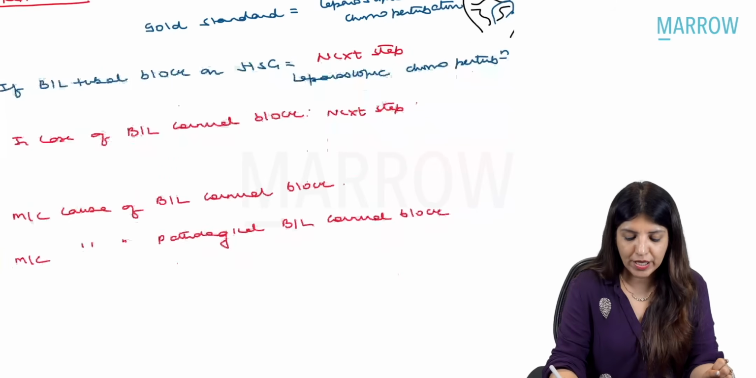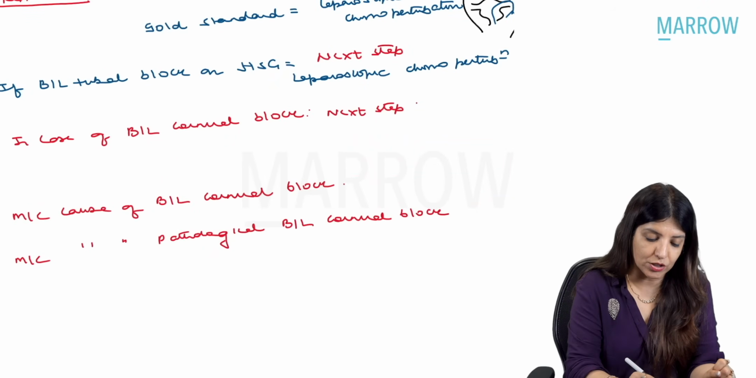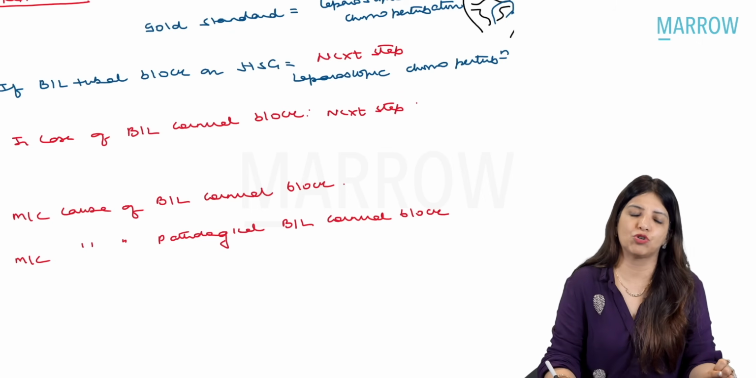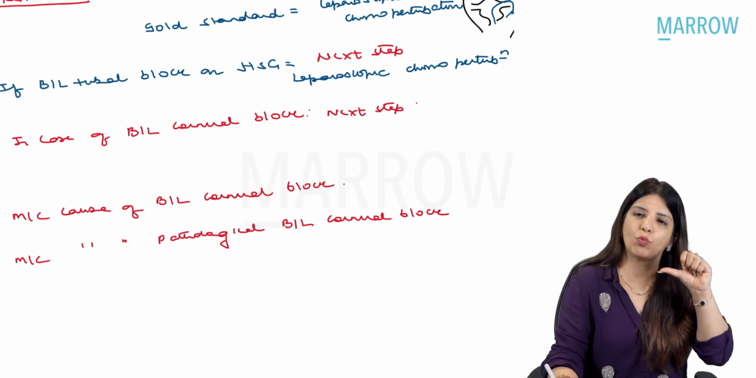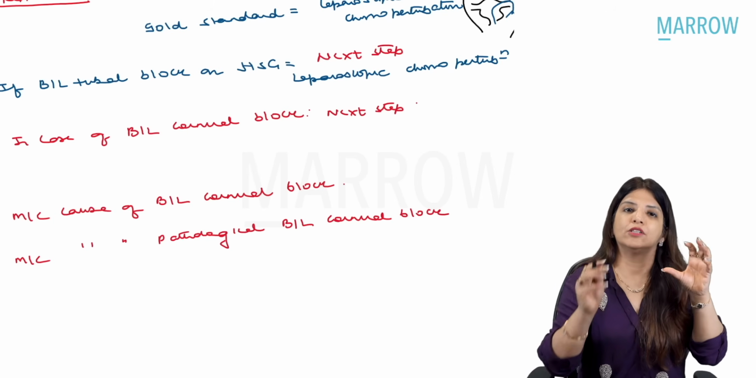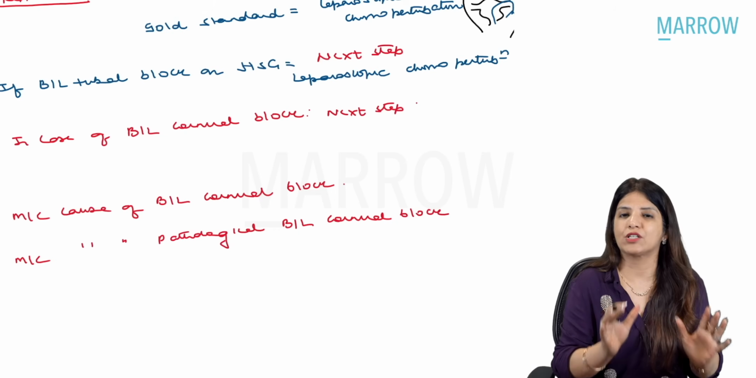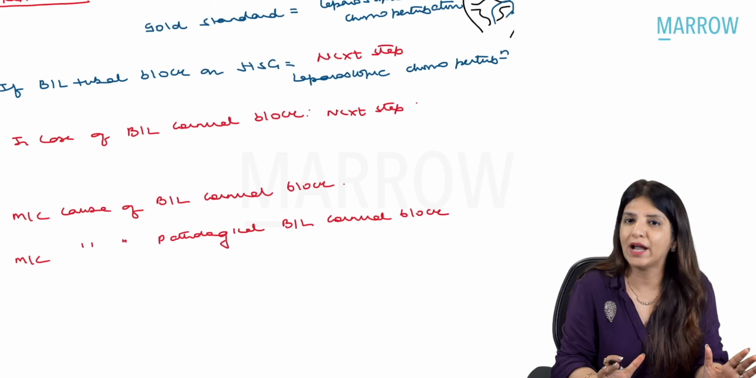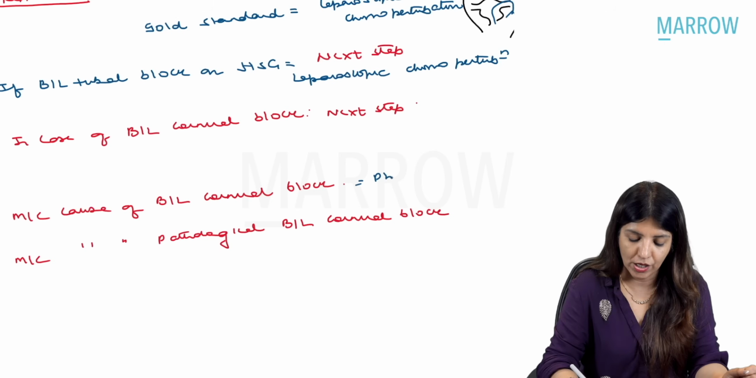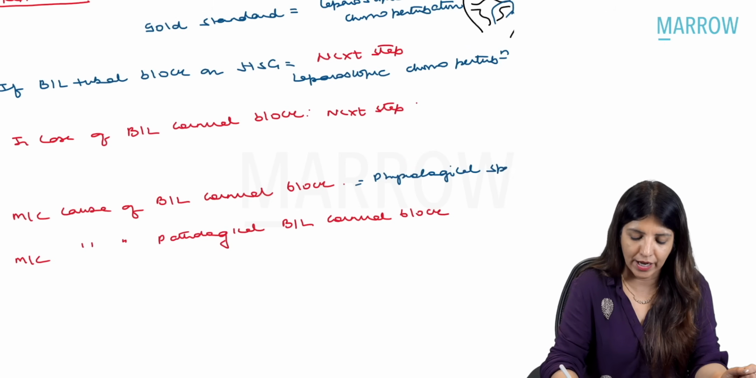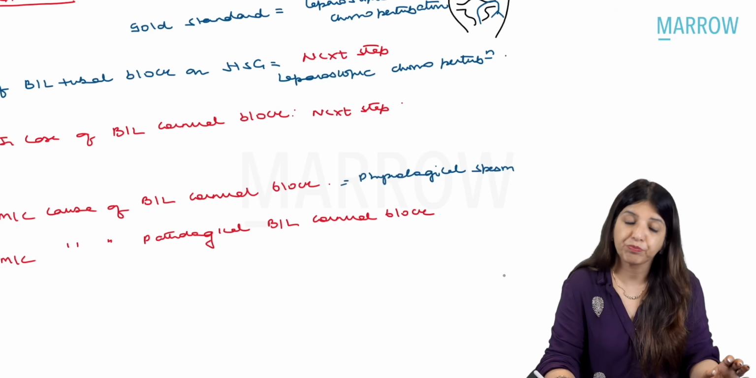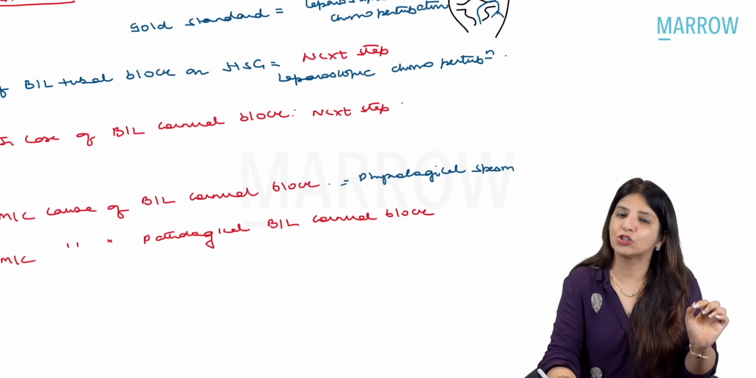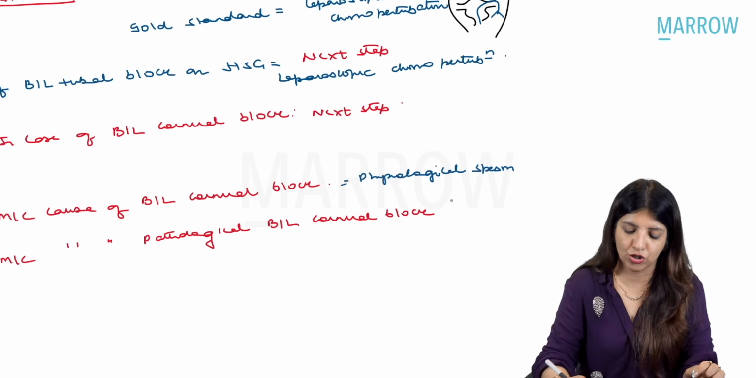Now, the question they ask is: what is the most common cause of bilateral cornual block? Please remember, HSG is a painful procedure. So when you put a dye, the tubes undergo spasm, and that is why the most common cause of bilateral cornual block is physiological spasm. Either this entire term will be written or only physiological will be written. What is the most common pathological cause of bilateral cornual block?